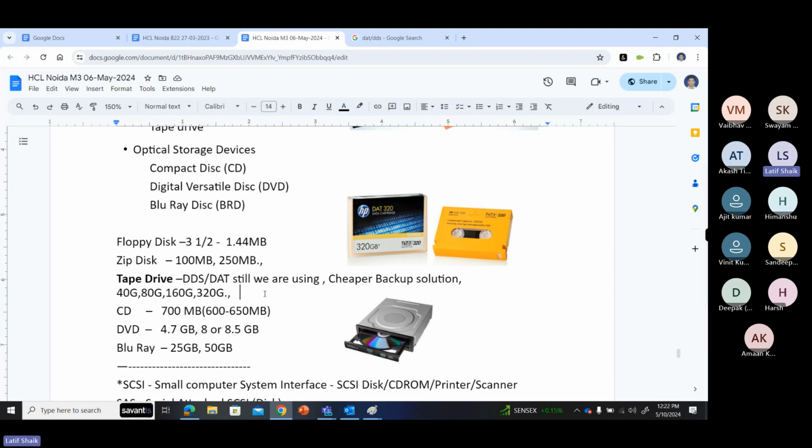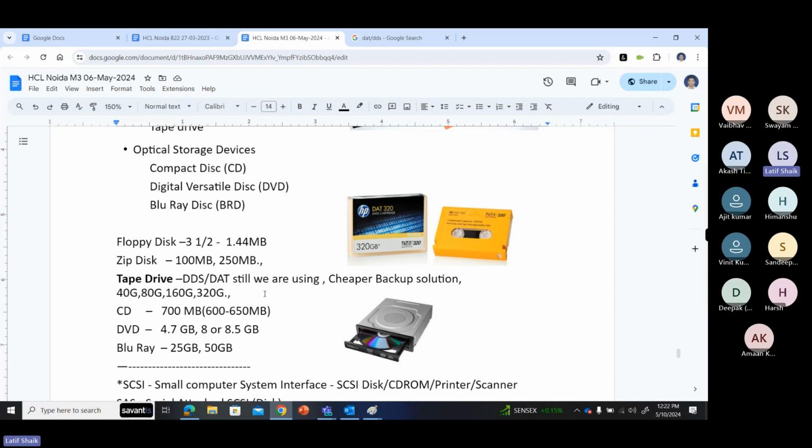Okay, so DAT or DDS. DAT means digital audio tape, DDS means digital data storage. You can store data into this one. We are still using it as a backup solution, not for storing your operating system or applications, or to transfer data. It is mainly for the backup part.